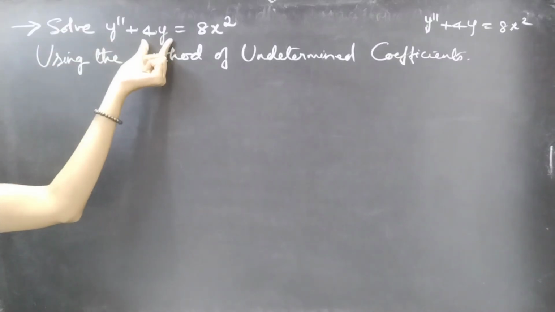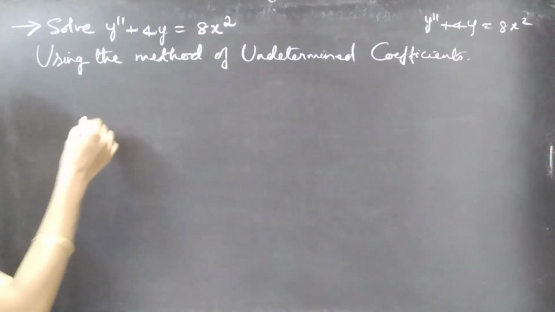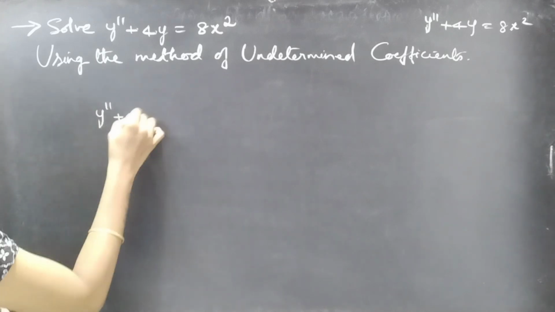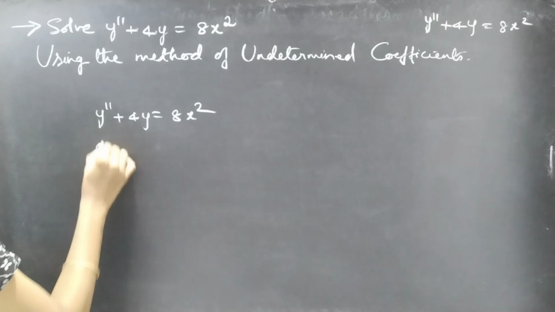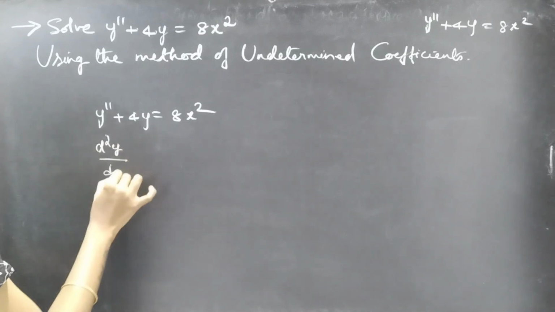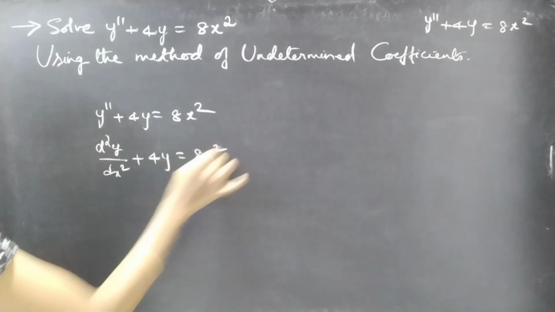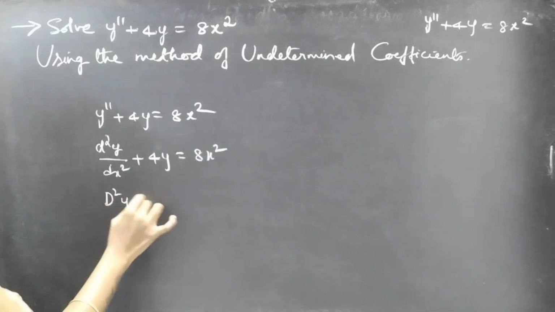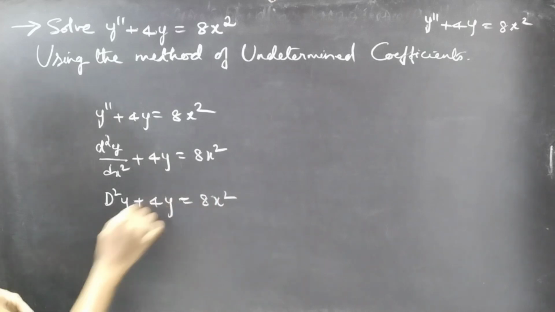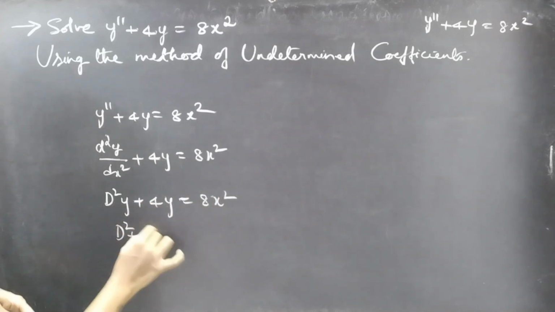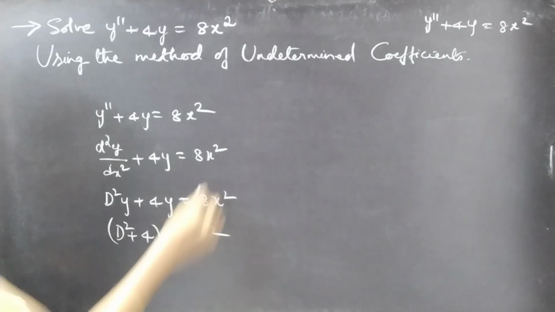Solve y double dash plus 4y equal to 8x square using the method of undetermined coefficients. So we are given a differential equation y double dash plus 4y equal to 8x square, right? We can write this as d square y by dx square plus 4y equal to 8x square, or d square y plus 4y equal to 8x square, or just take y common from these two terms. We'll get (d square plus 4) into y equal to 8x square, right?